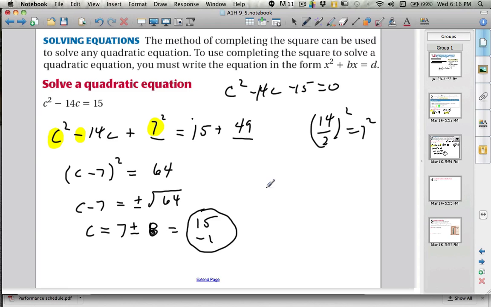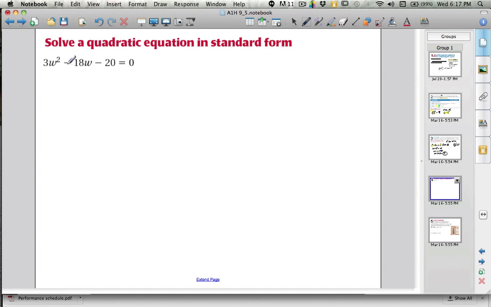Okay, so let's look at what this would look like when we don't have a leading coefficient of 1. I need to have a leading coefficient of 1. Here I had it. In this example, I don't have it. So the first thing I'm going to want to do is move the 20 to the other side. And then I'm going to want to factor a 3 out of each of these two values here.